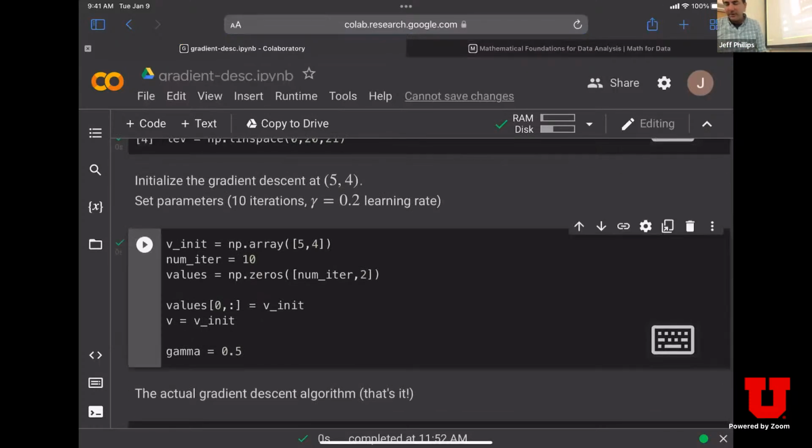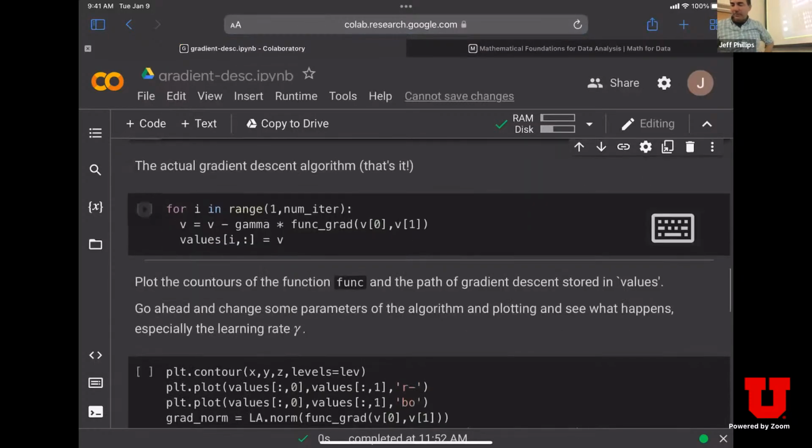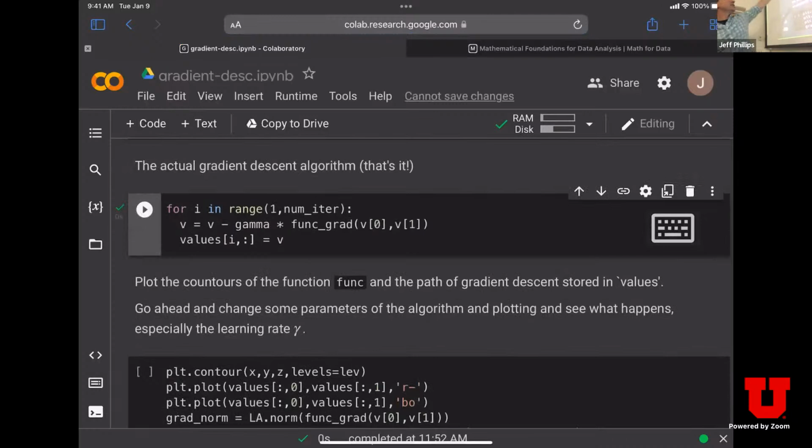Okay, we'll initialize it at 5, 4, and we'll do 10 iterations here. And I'm going to store the output in an array. Every step, I'm going to load it into the next element in this array, because then we'll be able to draw a picture. I set the learning rate gamma equals 0.5, okay? And then here's the actual algorithm, the gradient descent algorithm, right? It's just this iteration. V is my alpha in this case, right? And I update by minus the learning rate times the gradient. That's it, okay? And I'm storing it in there.